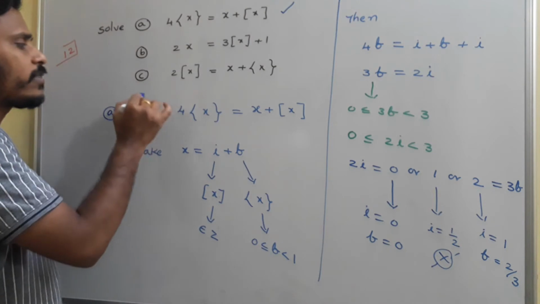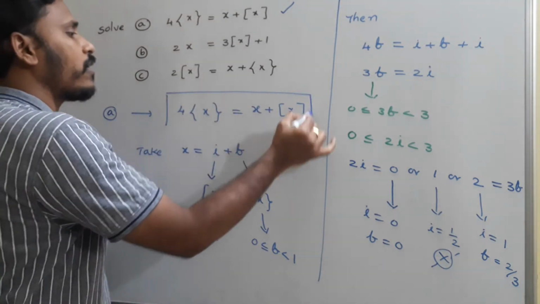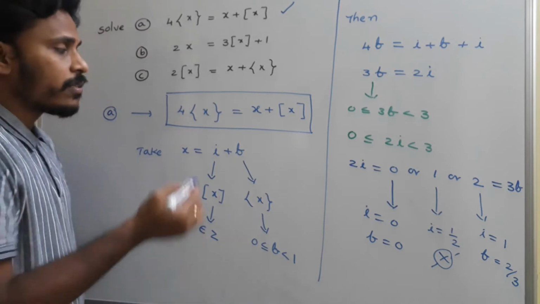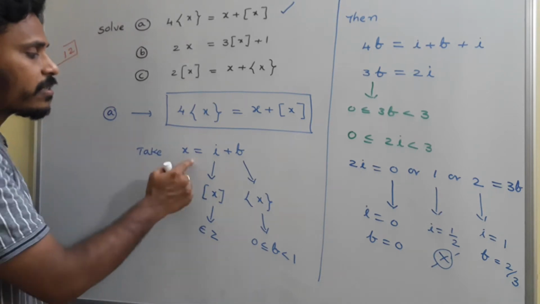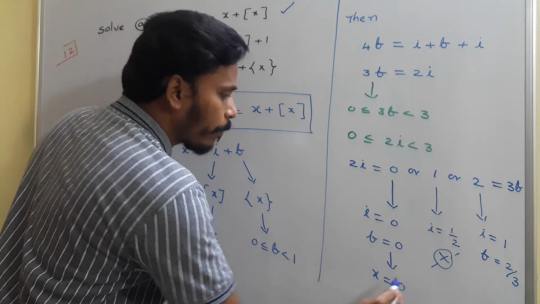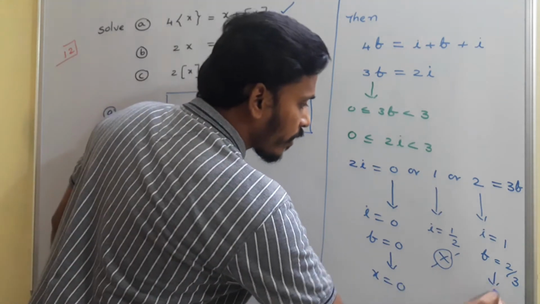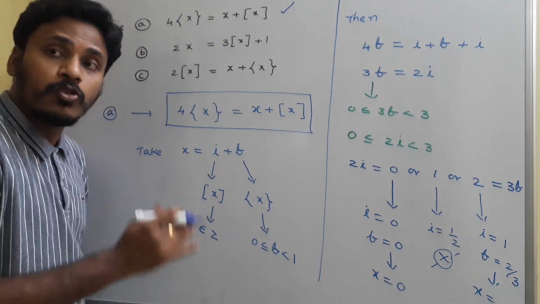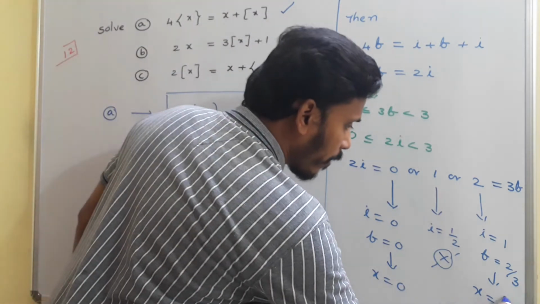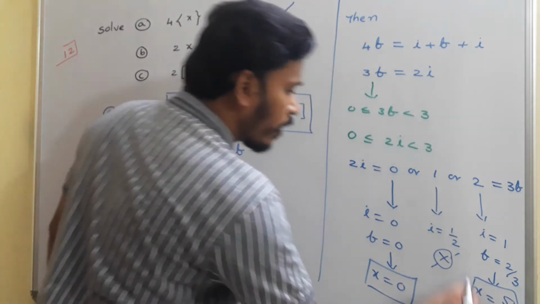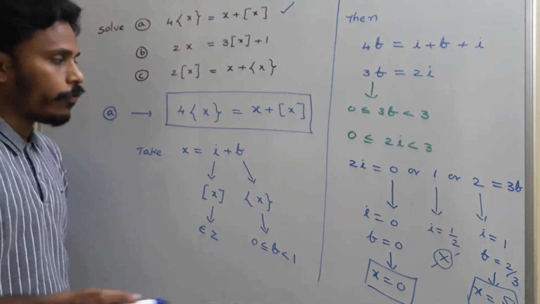At the end, solving this particular equation is simply nothing but what? Solving for x. Since we are solving for x, x is i plus f. In this case, x is equal to 0, and in this case, x is equal to i plus f. I plus f means what? 1 plus 2 by 3, simply 5 by 3. At the end, the two answers for the given problem are 0 and 5 by 3.